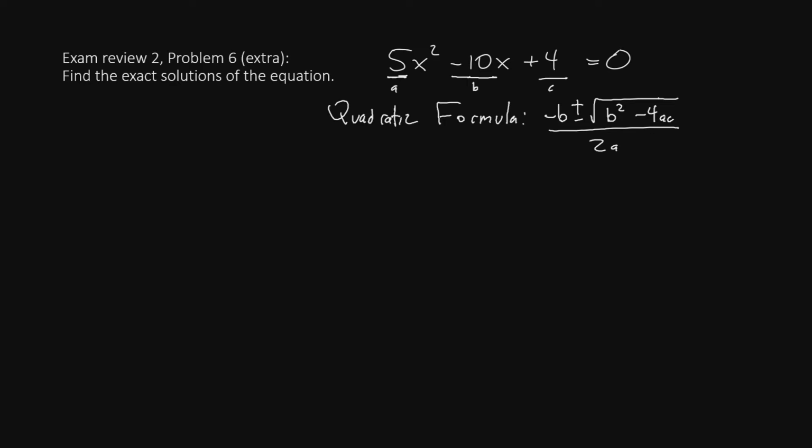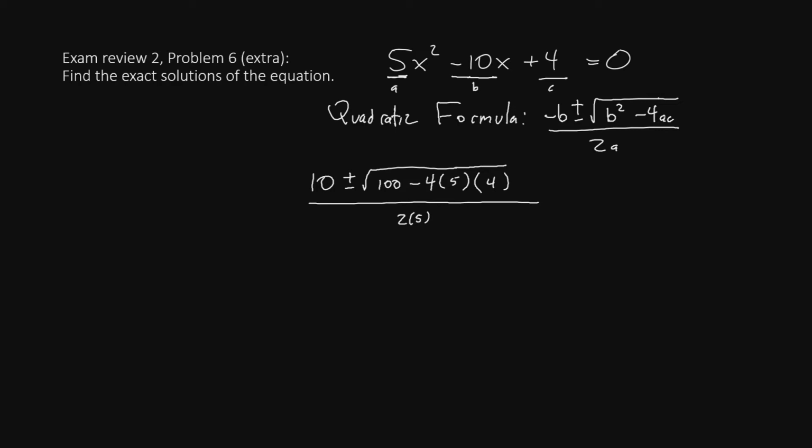First we'll say negative b, so negative of negative 10 gives 10, plus or minus square root of b squared, negative 10 squared gives us 100, minus 4 times a, which is 5, times c, which is 4. All of this will be divided by 2a, or 2 times 5.